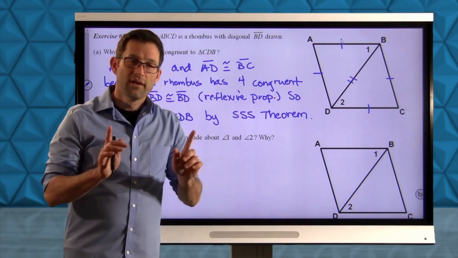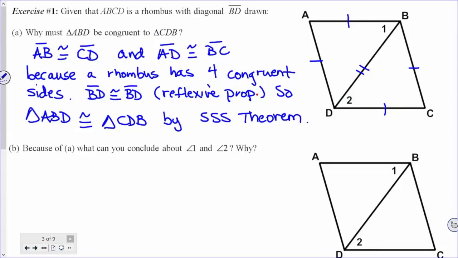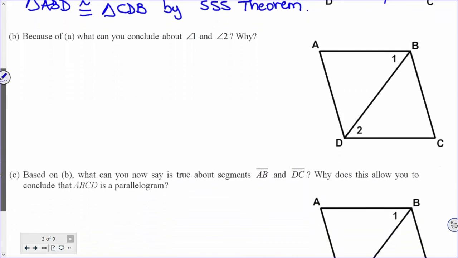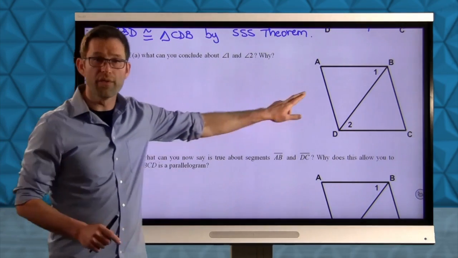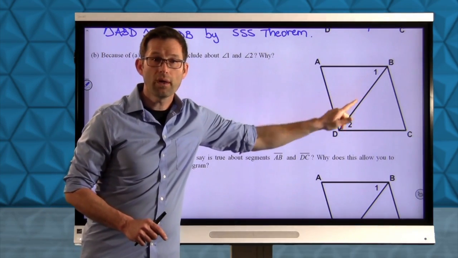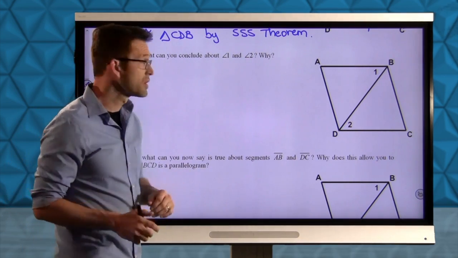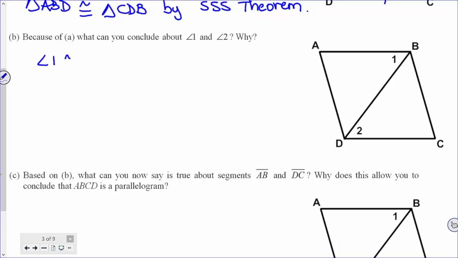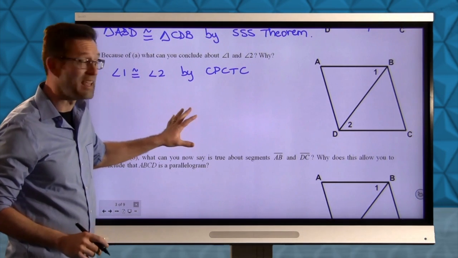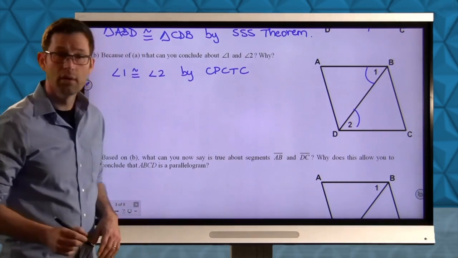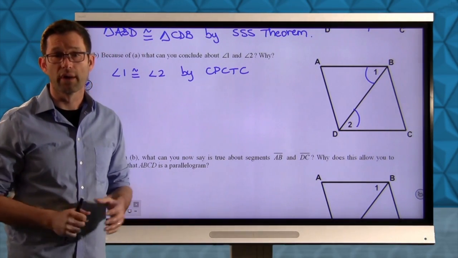Now, take a look at letter B. Because of A, what can you conclude about angle 1 and angle 2? Let's just bring this up a little bit. Because we know that this triangle is congruent to this triangle, what can we say about those two angles? Well, clearly, we can say that angle 1 is congruent to angle 2 by CPCTC. This angle and this angle are congruent because corresponding parts of congruent triangles are congruent.